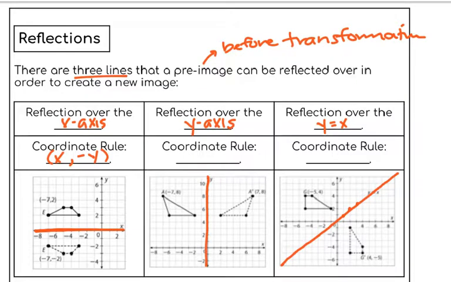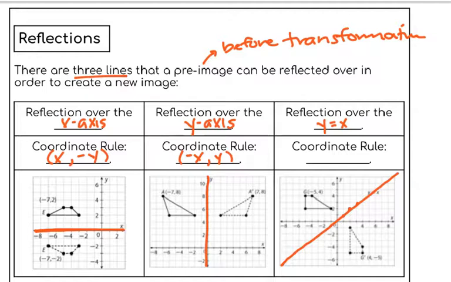Now, if we're reflecting over the y-axis, let's consider. At first, we have -7, 8. And then it flips over that y-axis, and our negative becomes a positive. How do you make a negative a positive? Well, in order to make a negative a positive, it's going to have to be multiplied by a negative. So it's going to be -x, and then our y stays the same. It doesn't change. So our coordinate rule for reflecting over the y-axis is -x, y.